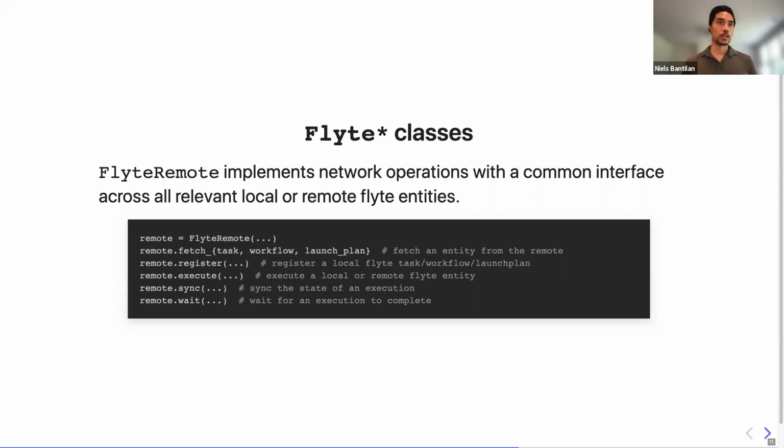So as you can see here, there are basically 5 method types in FlyteRemote. There's this fetch method for task, workflow, and launch plan. You can call remote.register to register local Flyte tasks, workflows, and launch plans, and execute them. This will return an execution object that you can then sync. So you can call sync to just get whatever the most up-to-date state is in the remote backend. And you can call wait to wait for the execution to complete synchronously.